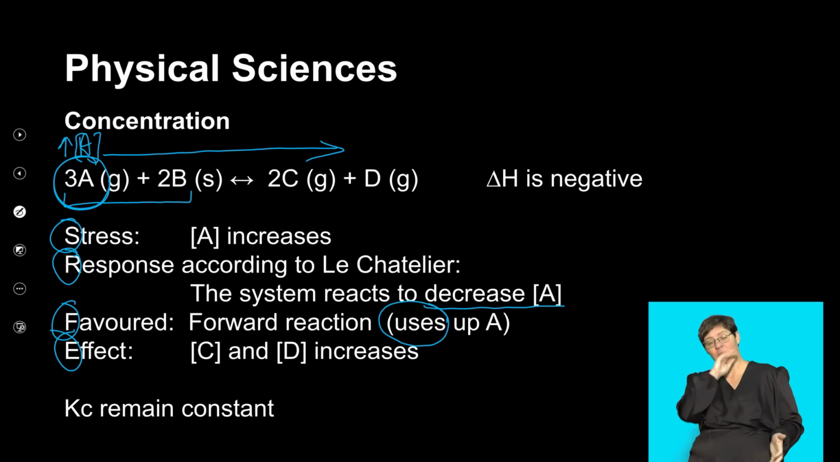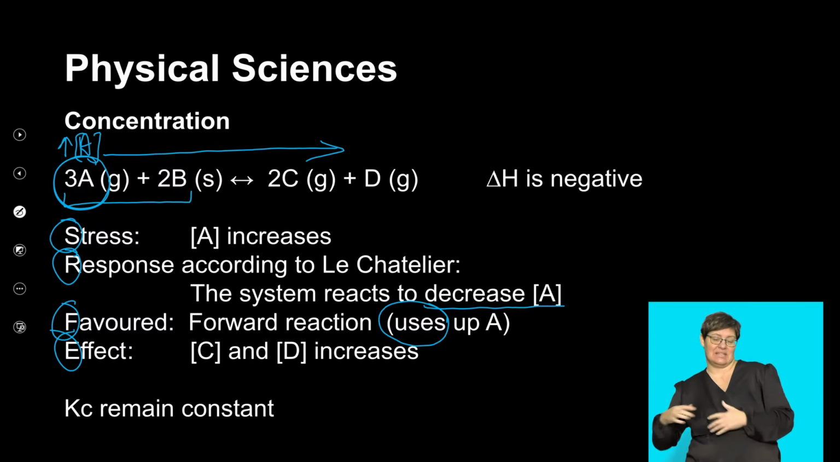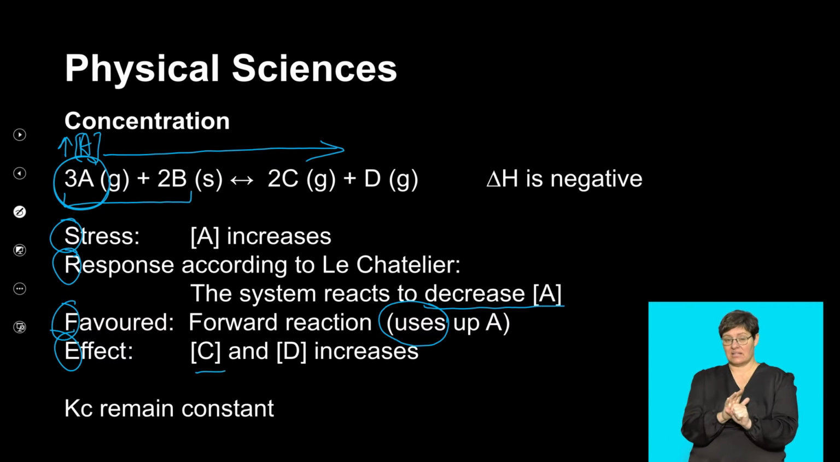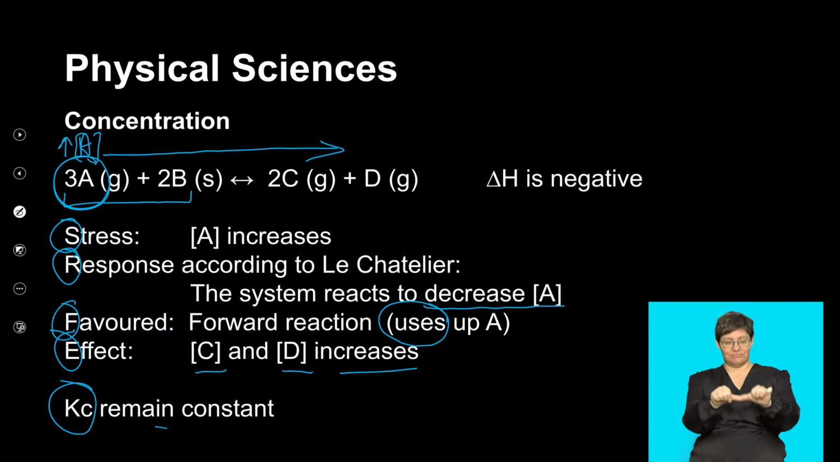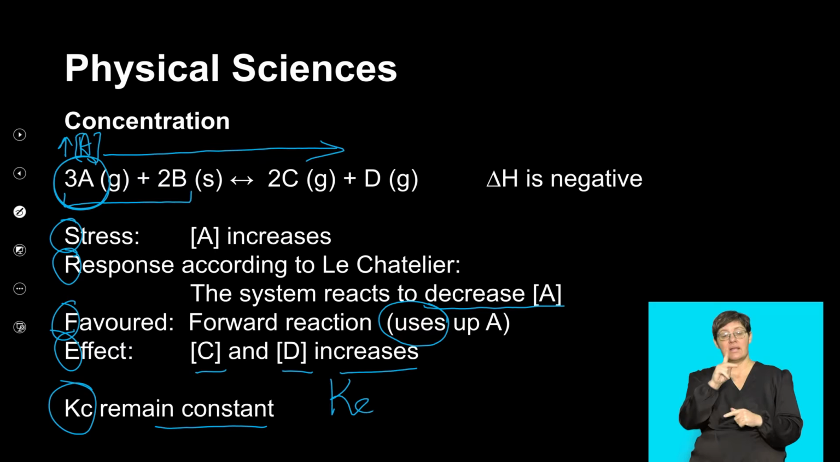A will be used to make more of C and D, so the effect will be that the concentration of D and C will increase. This is the effect after equilibrium. What will happen to Kc? Kc will remain constant. Why does it remain constant? Remember, Kc is only affected by temperature.